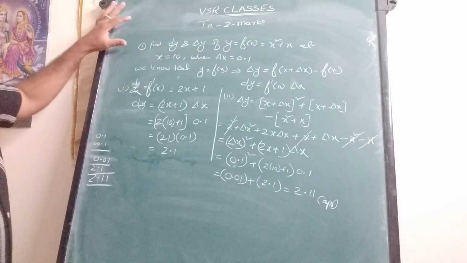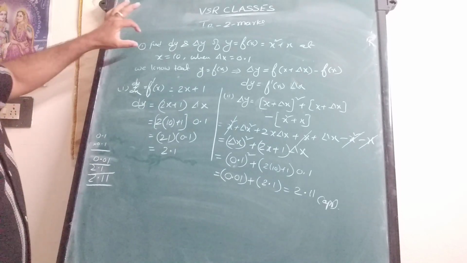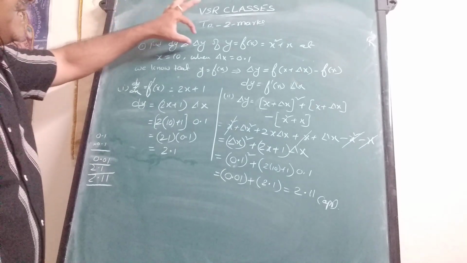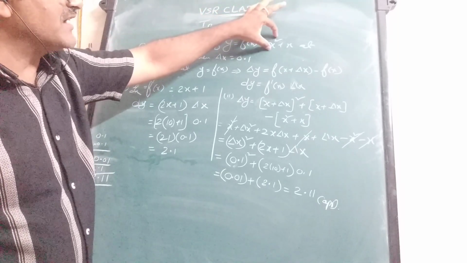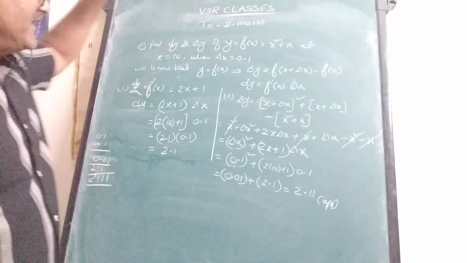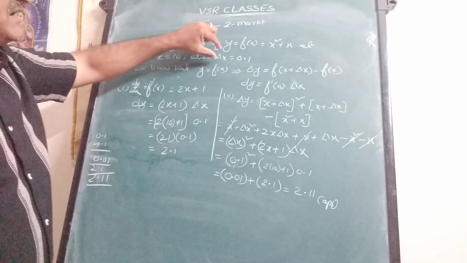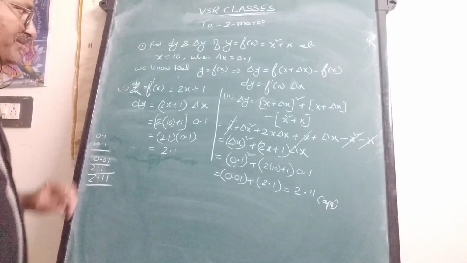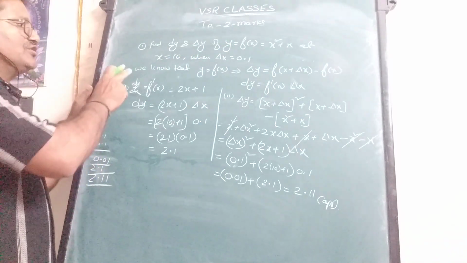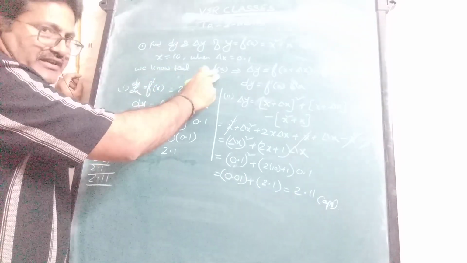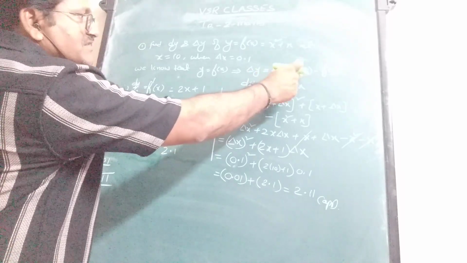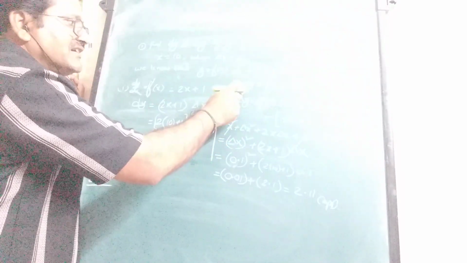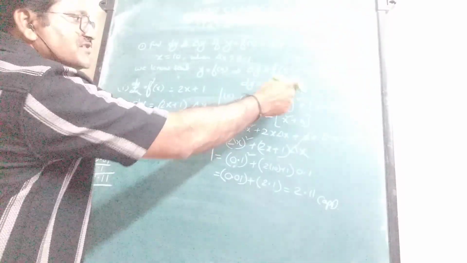Now children, this is from errors and approximation, a 2 marks question. Find dy and delta y of y is equal to f of x is equal to x square plus x at x is equal to 10 when delta x is equal to 0.1 is given. Now dy by dx, we know the formula: y is equal to f of x is a function. Then delta y is defined as f of x plus delta x minus f of x, and dy is defined as f dash of x into delta x.